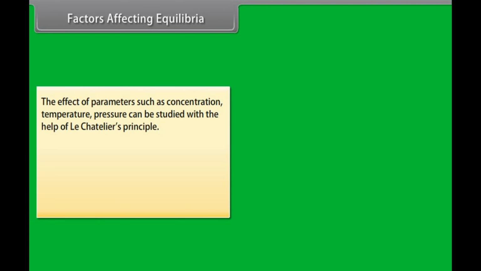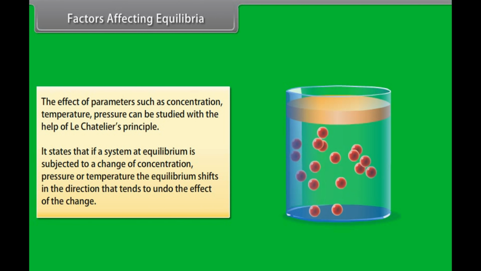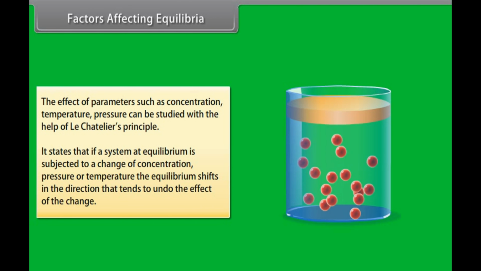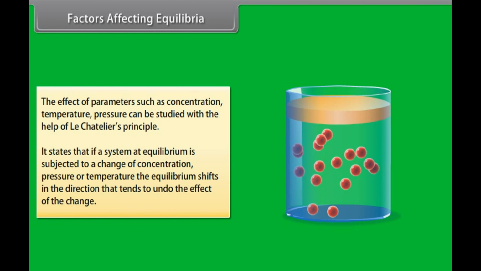The effect of parameters such as concentration, temperature and pressure can be studied with the help of Le Chatelier's principle. It states that if a system at equilibrium is subjected to a change of concentration, pressure or temperature, the equilibrium shifts in the direction that tends to undo the effect of the change.